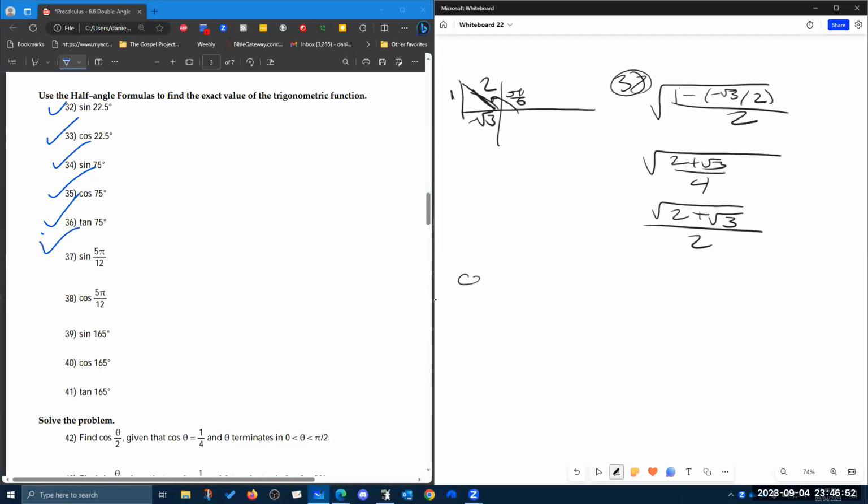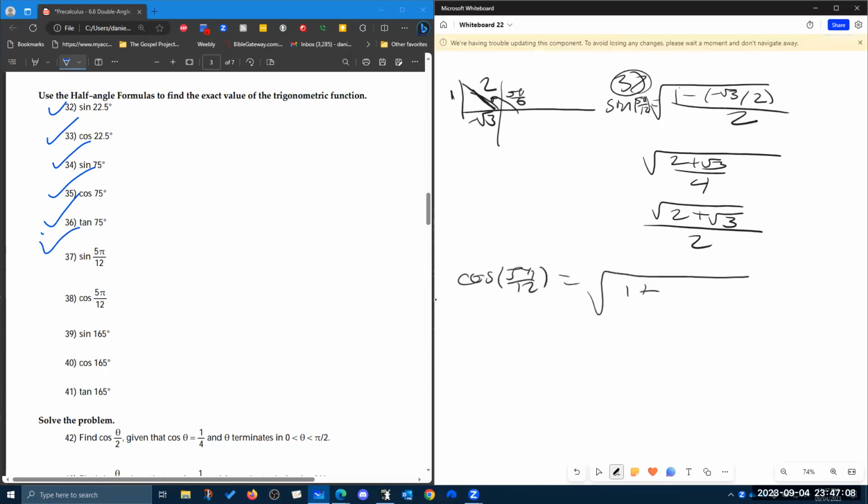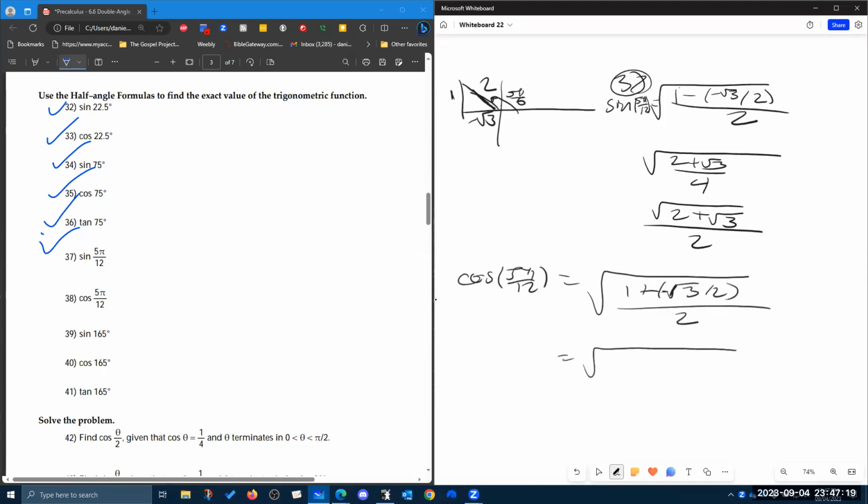Next is going to be cosine. The only sign that changes is that it becomes plus, and negative root 3 over 2 over 2. So this is 2 minus root 3 over 4. It's root of 2 minus root 3 all over 2.